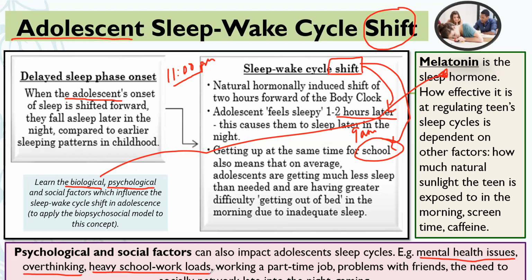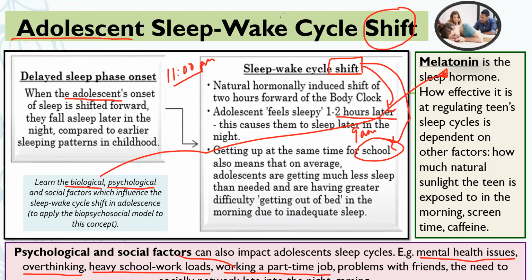Heavy school workloads. The older you get in school, the more work you generally have, so heavy school workloads can also influence that. Working a part-time job is another social factor that can influence your ability to sleep on time and your ability to wake up feeling refreshed, as well as other things like problems with friends and conflict with family. All of these are other examples of social factors.